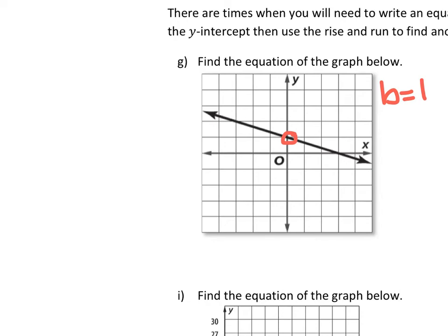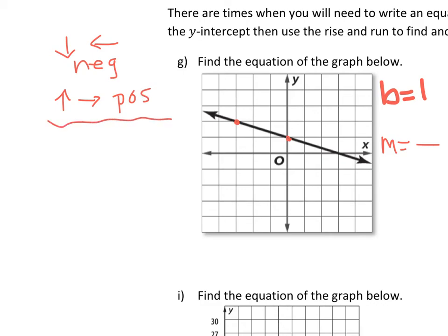To then find the slope, we need to determine a rise and a run. So pick any 2 points on the graph. I would pick this point, and let's also pick this point. Give it directions. So it's rise over run. Remember, if you go down or left, it's negative. If you go up or right, it's positive.